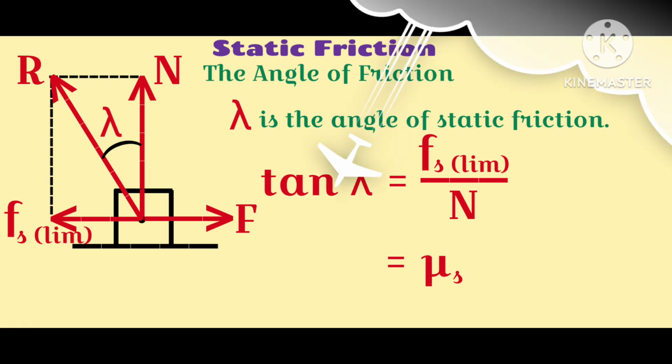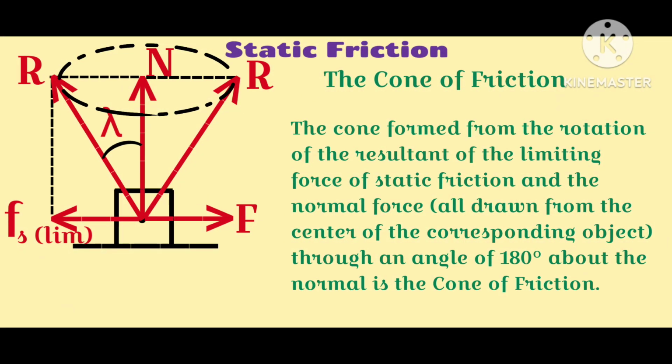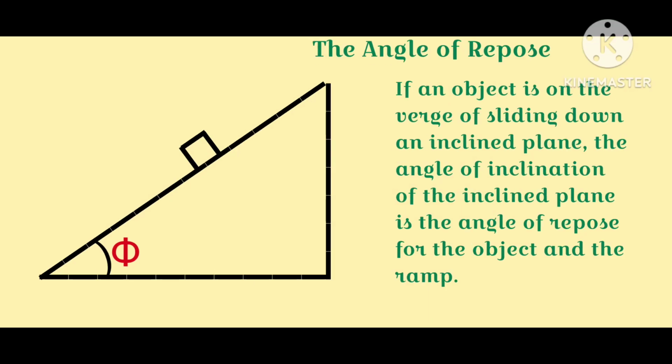What is the cone of friction? The cone of friction is the cone formed from the rotation of the resultant of the limiting static friction and the normal force through 180 degrees above the normal force. Let's get introduced to another term, the angle of repose.